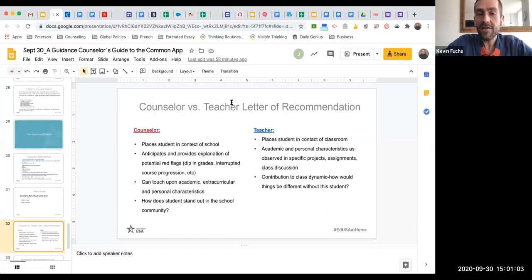I want to go quickly also, I want to talk about the letter of recommendation, because again, this is going to be very important. Normally as counselors, we're expected to hand these in as well, right?